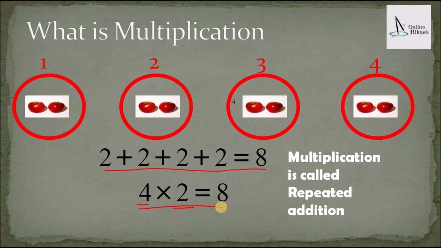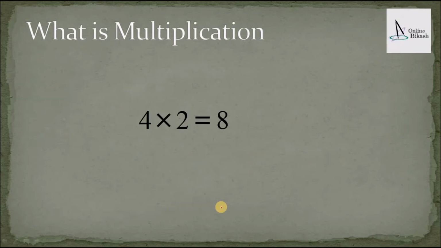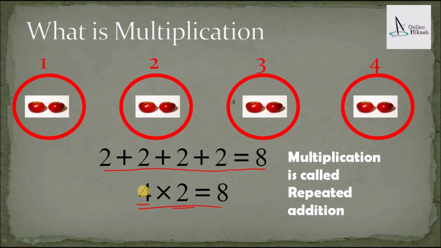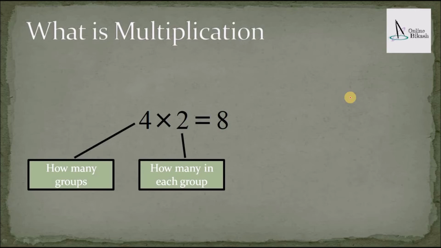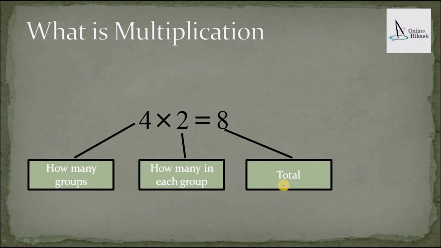Understood? Now let us see 4 times 2 equals 8. In this, this 4 tells us how many groups. In the previous example you have seen how many groups are there: 1 group, 2 groups, 3 groups and 4 groups. So this 4 tells us how many groups, and this 2 tells us how many in each group. In that example, in each group two apples were there. And this 8, after the equal sign, tells us the total number of things. In our example there were 8 apples.